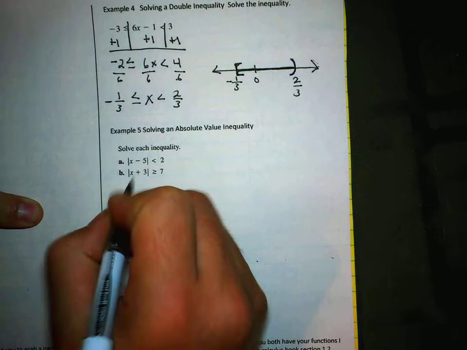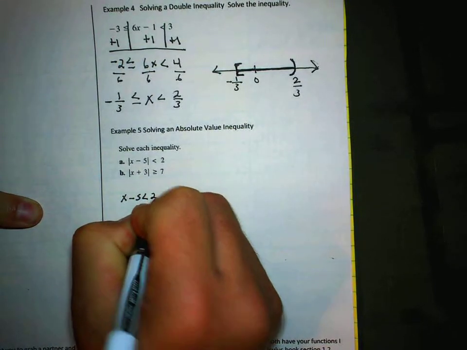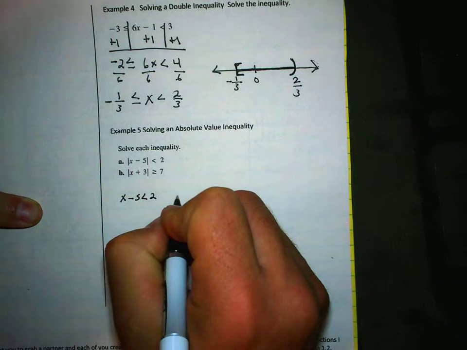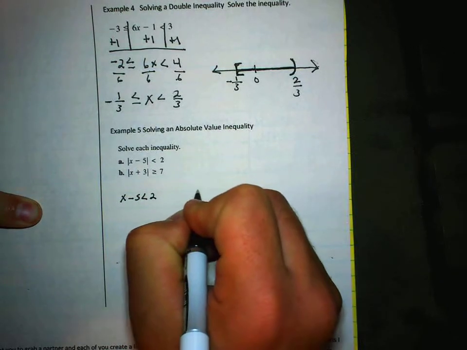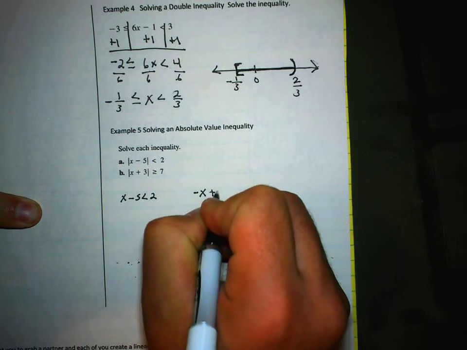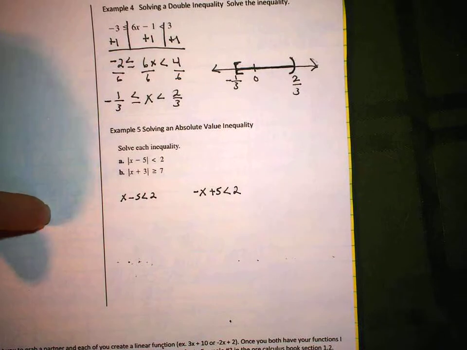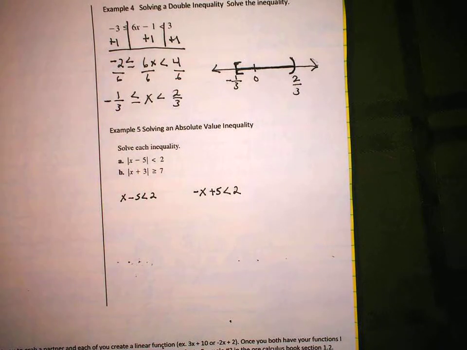Okay? So I'm going to start with x minus 5 less than 2, and then I'm going to come over here and I'm going to make my second one, and I'm going to call it negative x plus 5 less than 2. Make sense? Remember how we have to manipulate both sides of it?